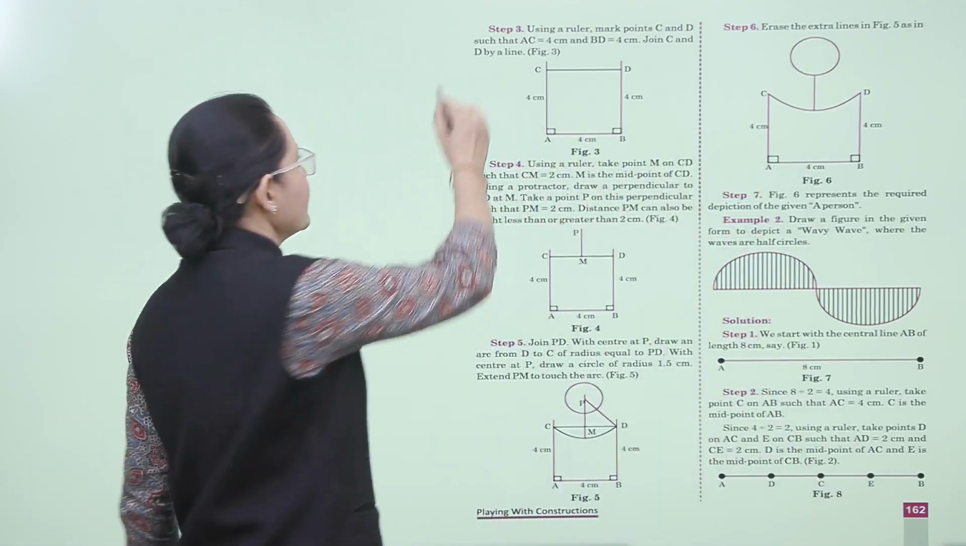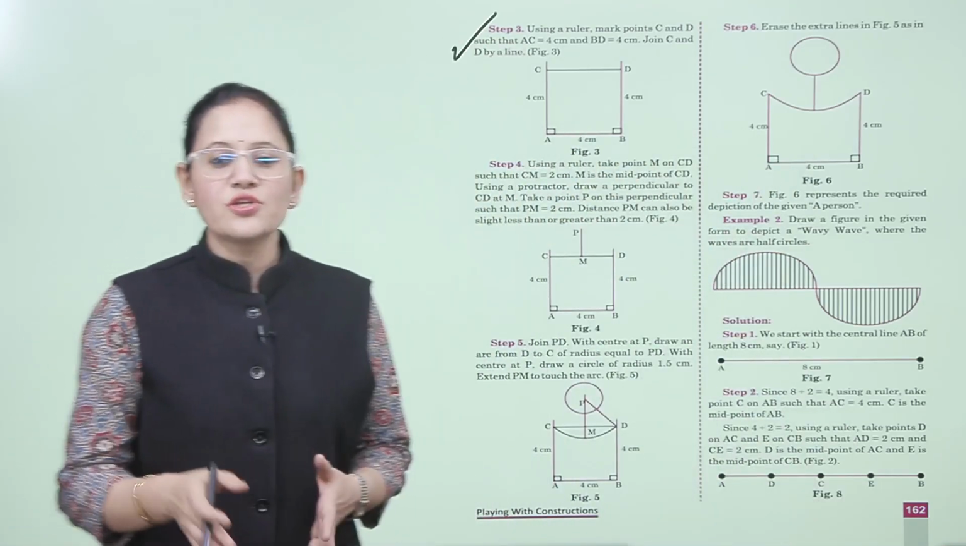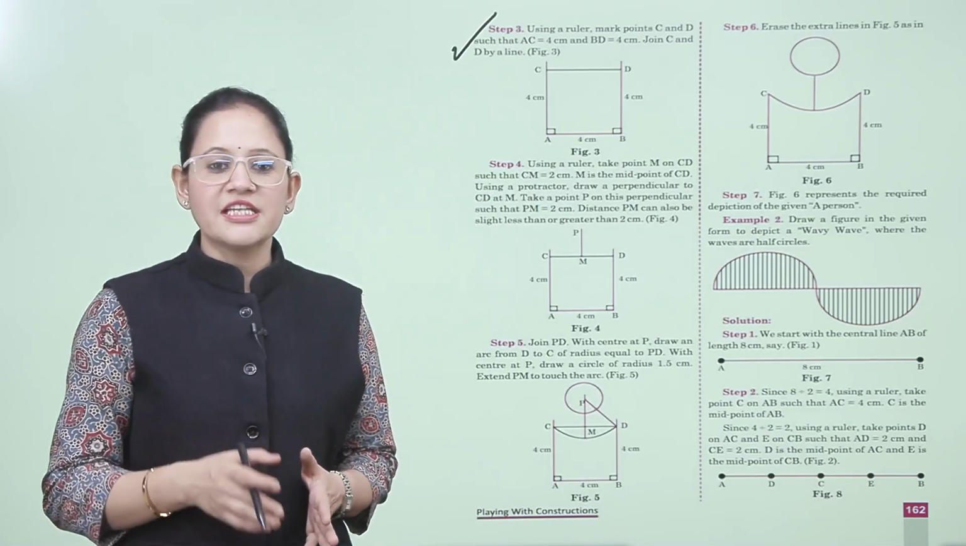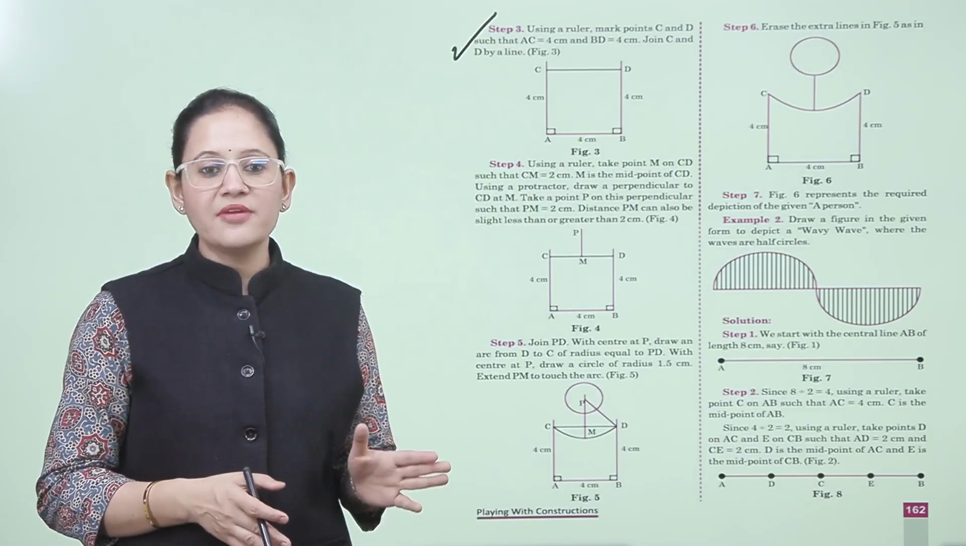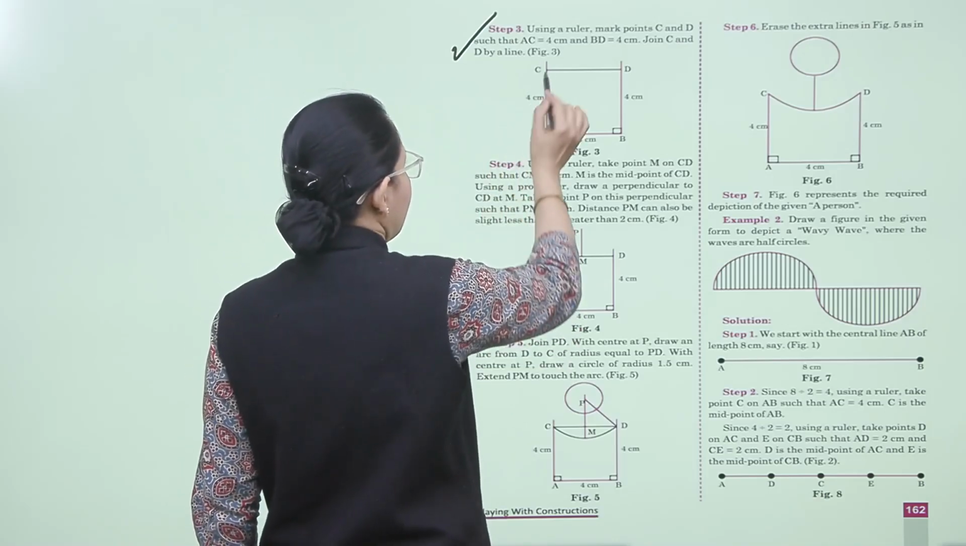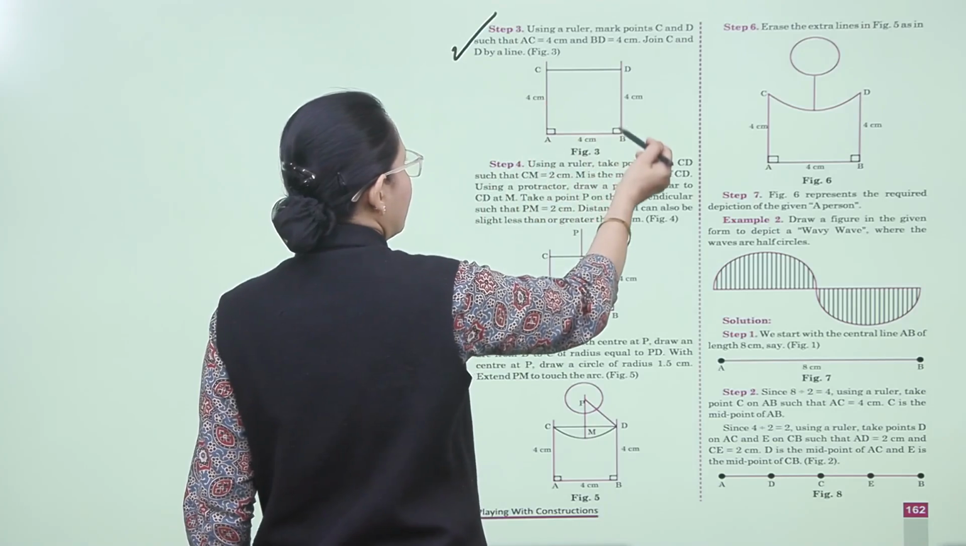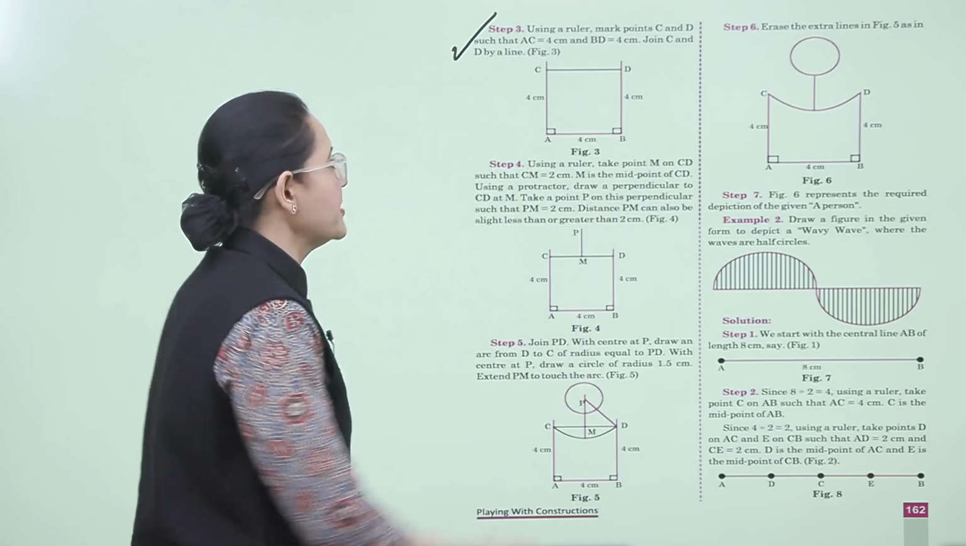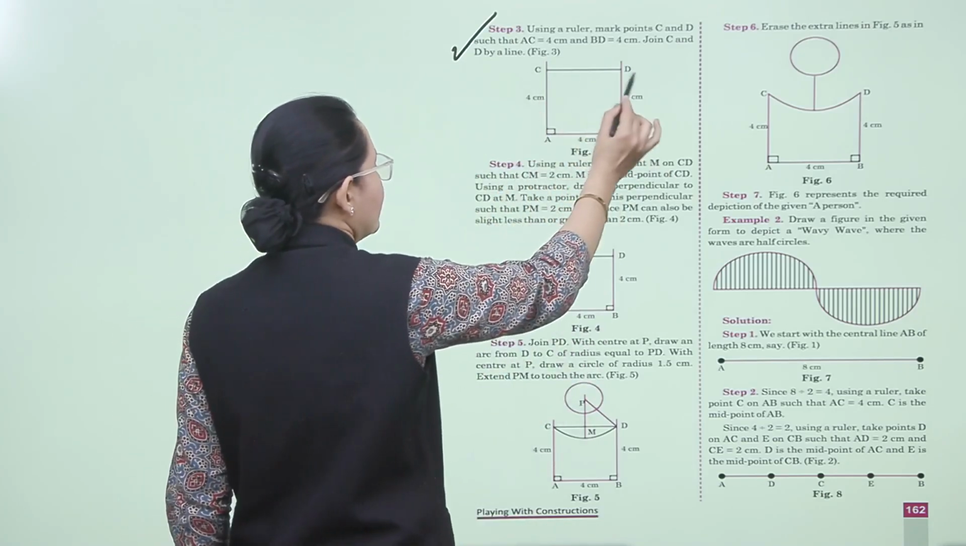Next is step 3. Now, use the ruler to mark the points C and D such that AC is 4 centimeters and BD is 4 centimeters. So, mark the points so that AC should be 4 centimeters and BD should be 4 centimeters, and join them by line CD.